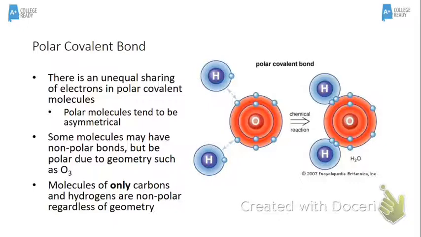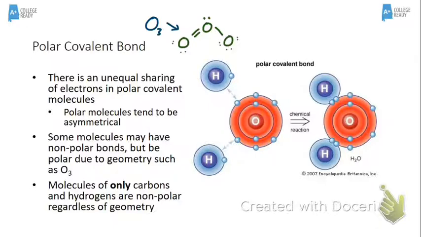So again, you have some molecules which have nonpolar bonds, but due to their geometry will be polar. So ozone is a perfect example of that, O3. It has a slightly bent shape to it. Let me draw that out for you. And due to that slightly bent shape of the ozone molecule, the overall molecule is polar.